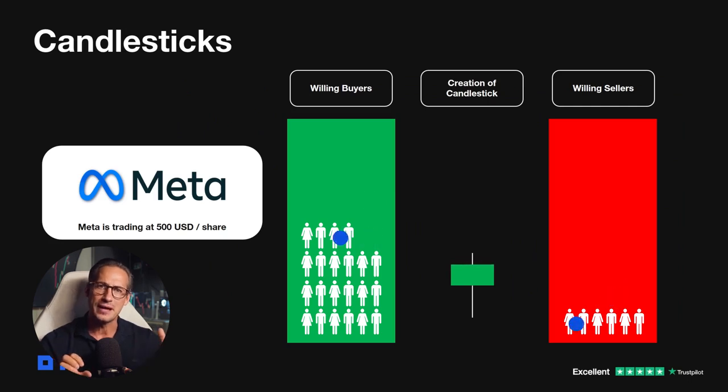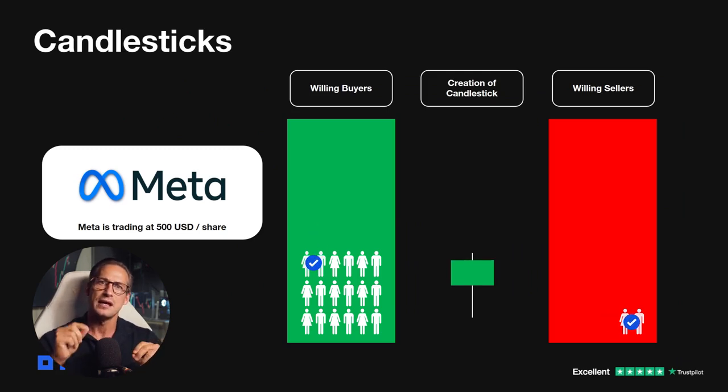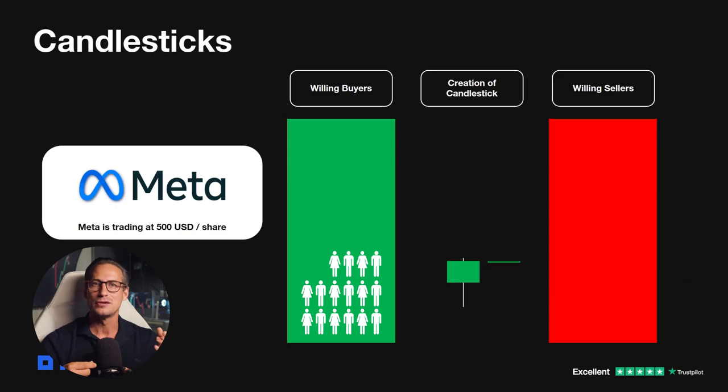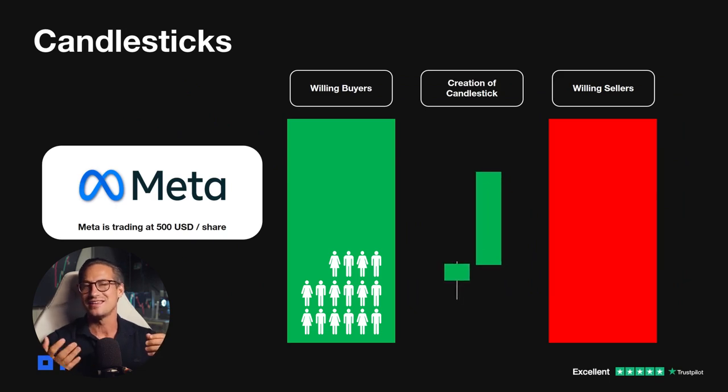You have willing buyers and willing sellers at the specific price of $500, and they are being matched until one force becomes zero. In this case, you still have willing buyers left, aka demand, but you have zero willing sellers left, aka supply. Therefore, you have higher demand than supply for that specific price. Again, economics 101. Where's price going to go and what's the color of the candle that's going to be formed? Price is going to go up and the candle is going to be green.